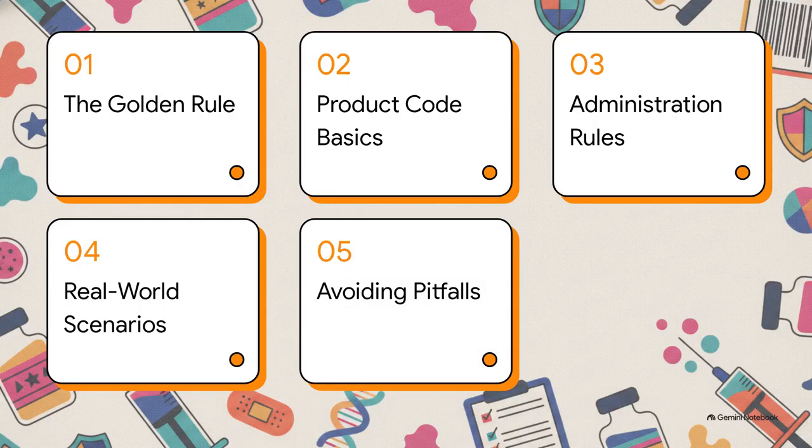Here's our roadmap for today. We'll cover 1. The golden coding rule. 2. Vaccine product code basics. 3. Decoding administration rules. 4. Real-world coding scenarios. And finally, 5. Avoiding common pitfalls. Let's get to it.